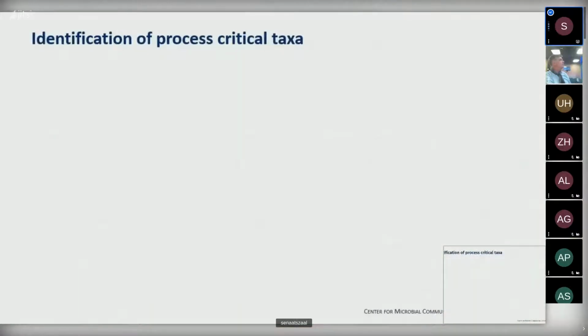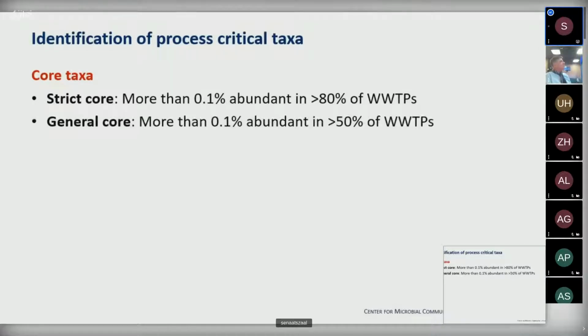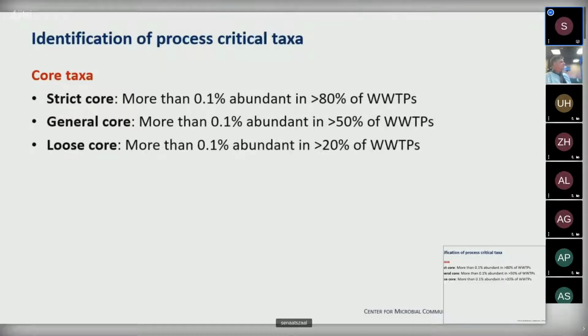So a really cool thing about our data is we can start to identify process critical taxa. One example is the core taxa, and we define 3 different types. We have the strict core, which are taxa that are more than 0.1% abundant in more than 80% of the wastewater treatment plants. That will usually be general degraders. Then we have the general core, which are abundant in more than 50% of the wastewater treatment plants. And here we start to see some of the functional guilds. And then we have the loose core, which are taxa abundant in more than 20% of the wastewater treatment plants. And that's more specialized bacteria, for example, bacteria which are involved in phosphorus accumulation.